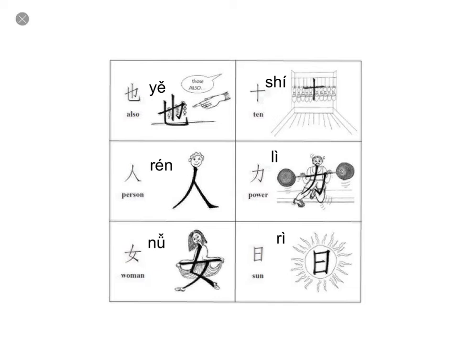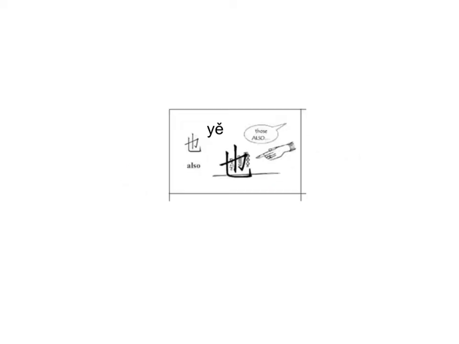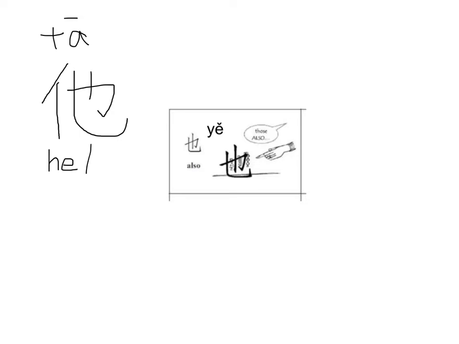Now, let's look at the first radical, 也. Now I put a standing person on the left side. I put 也 on the right side, so it's 他, it means he or him.